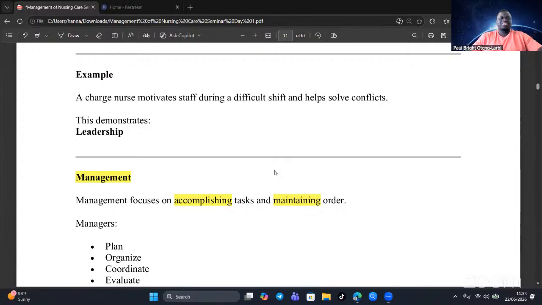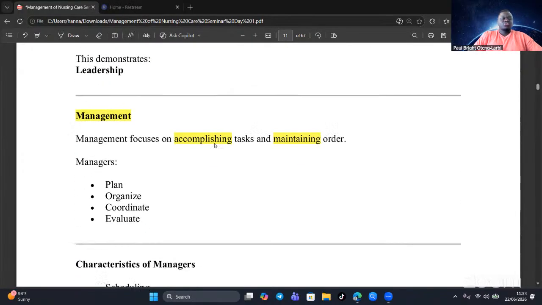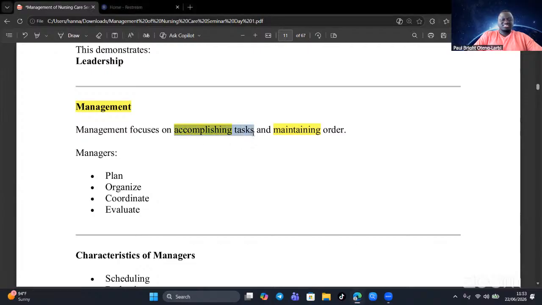But how about a manager? The verbs we use for managers are that they accomplish tasks, and they also help maintain order. They accomplish tasks, and their differentiator is to maintain order. The manager, or the one managing care, will make sure that everybody does the right thing. It is not his or her fault; the position he or she is occupying comes with that responsibility.